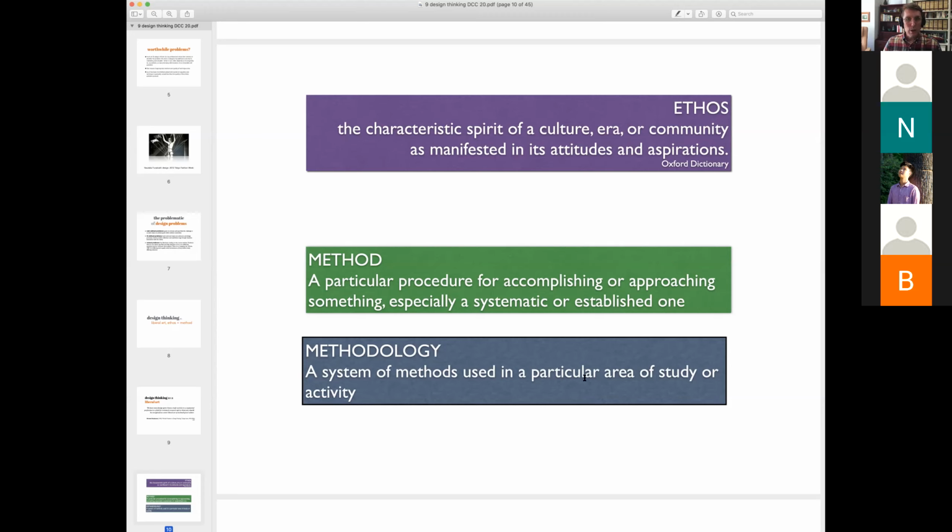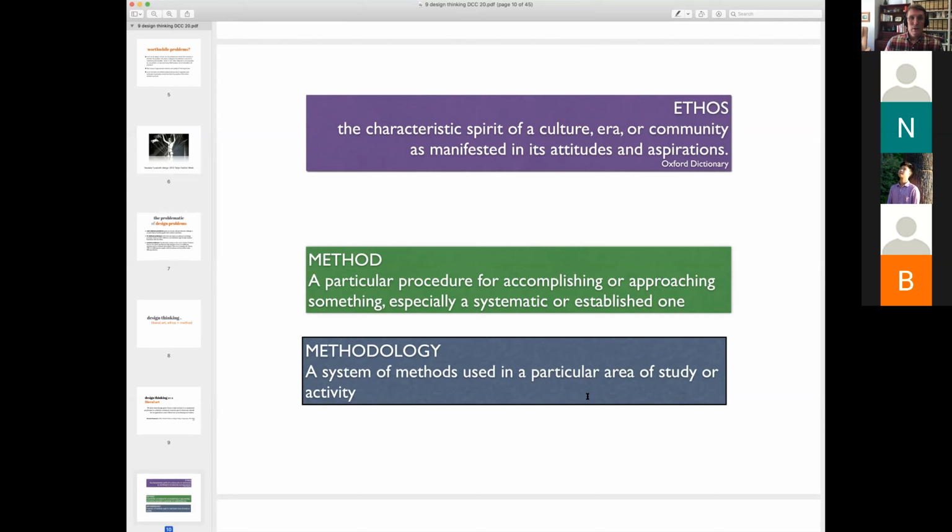So let's talk about a couple of terms very briefly. Ethos: the characteristic spirit of a culture, era, or community as manifested in its attitudes and aspirations. So we'll see that design is very much an ethos in some respects. Method: a particular procedure for accomplishing or approaching something. We'll talk a bit about this, and particularly an episodic approach. Highly systematized in large design firms.